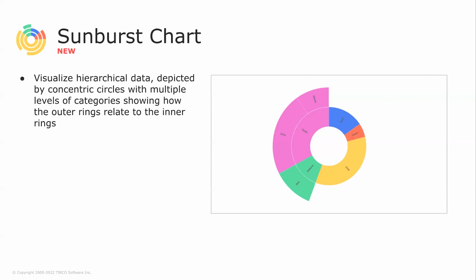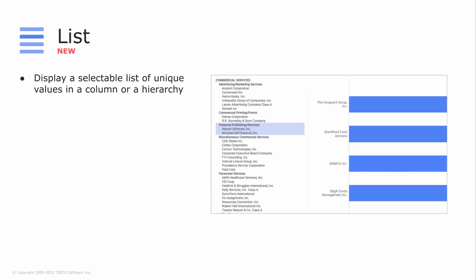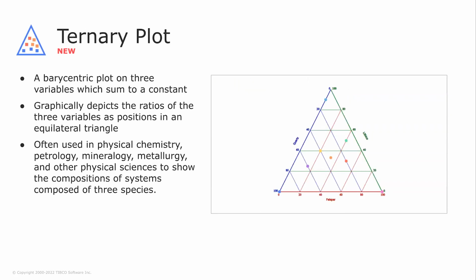And we just released 3 new visualizations. First with the sunburst chart to visualize hierarchical data depicted by concentric circles. At first, it looks like a donut chart, but this time you have multiple levels of category. The list mode visualization also to display a simple selectable list of unique values in a column or a hierarchy. And lastly, the ternary plot to visualize 3-component system on a triangle diagram. This one is usually used to show composition of systems in physical chemistry, petrology, and other physical sciences.